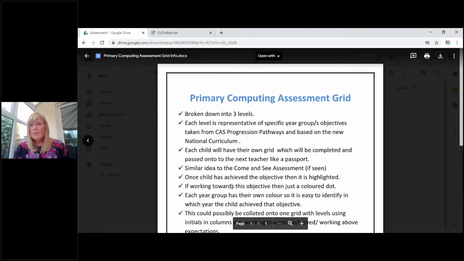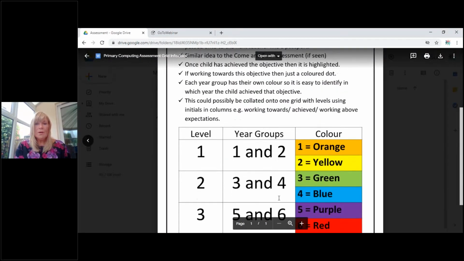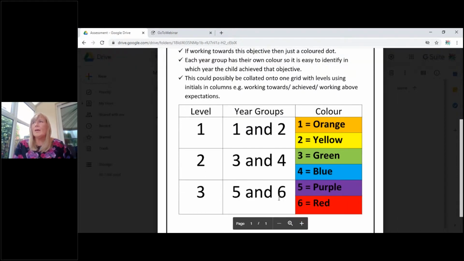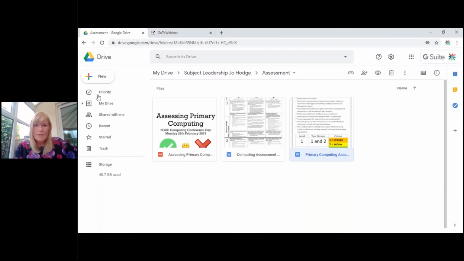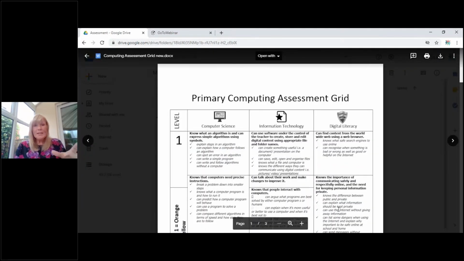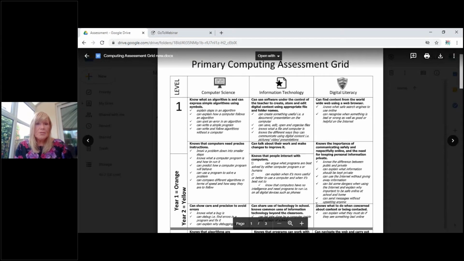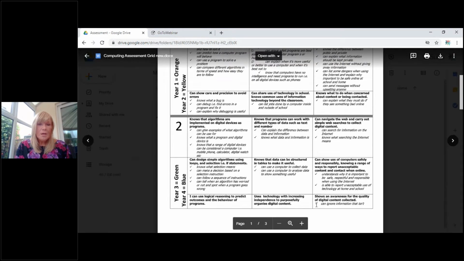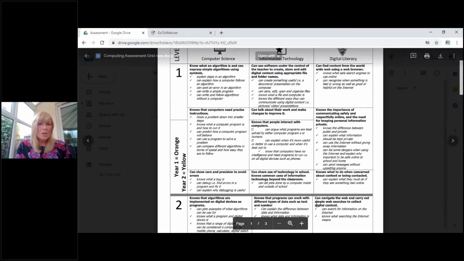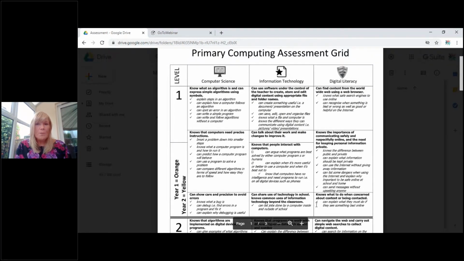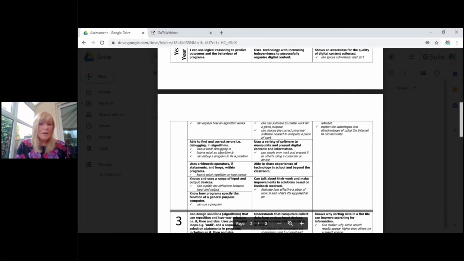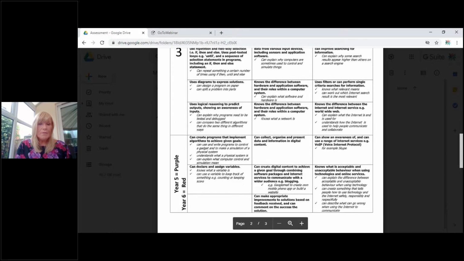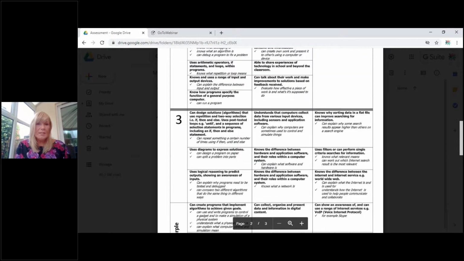So this was one that I put together, and it was a colour coding system because we had Come and See, and they use a similar coding system. Oh no, that's just a colour coding system. Sorry, I don't think the actual thing's there. Oh yeah, here it is. Can you see there that I've broken it down into 3 subjects? I took each level, and level 1 would be year 1, year 2, level 2 would be years 3, 4, etc. And I broke it all down into 3 levels. Does that make sense? And can you see the colour coding at the side?